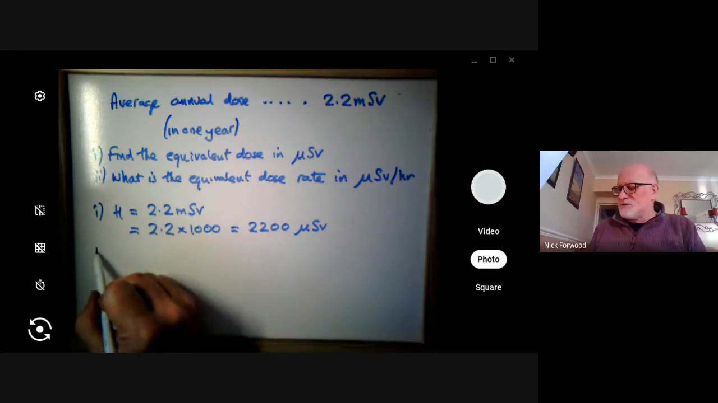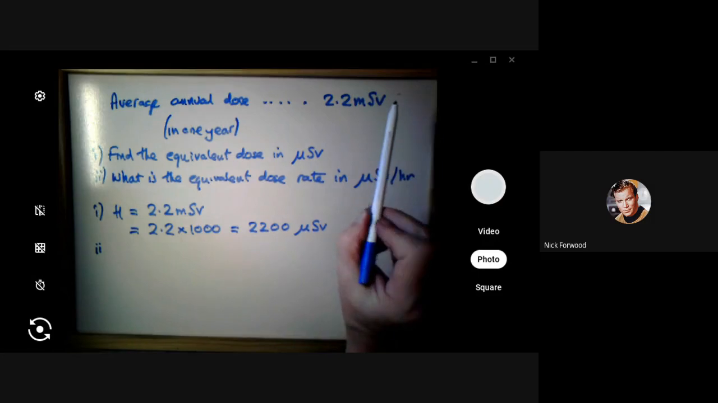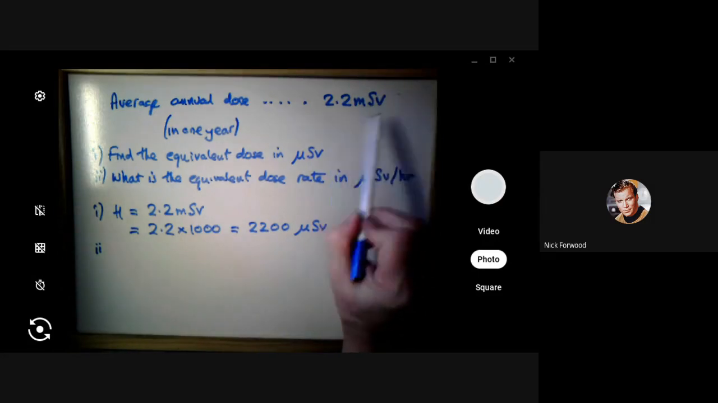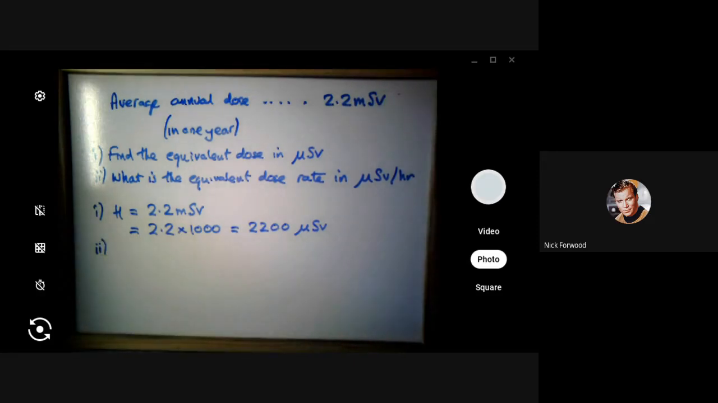The second bit, finding out what the dose rate is in microsieverts per hour. And this is in a year. So what you've got to do is work out how many hours in the year. Now, it's not like the radiographer who goes to work and is exposed from 9 till 5, Monday to Friday. You're exposed to radiation continually, whether you're awake or asleep. All this background radiation, you're exposed to all the time, and there's no getting away from it, unless you go and live in a lead-lined box. You're going to get that rate.